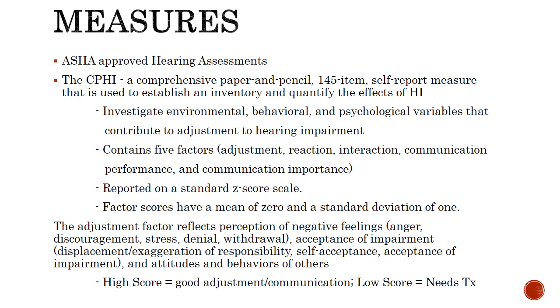Contains 5 factors: adjustment, reaction, interaction, communication performance, and communication importance. And it was reported on a standard Z-score scale. Factor scores have a mean of 0 and a standard deviation of 1. The adjustment factor reflected perception of negative feelings: anger, discouragement, stress, denial, withdrawal, acceptance of impairment, displacement, exaggeration of responsibility, self-acceptance, acceptance of impairment, and attitudes and behaviors of others. A high score on this particular assessment would equal good adjustment or communication. Low scores would indicate the need for clinical intervention.